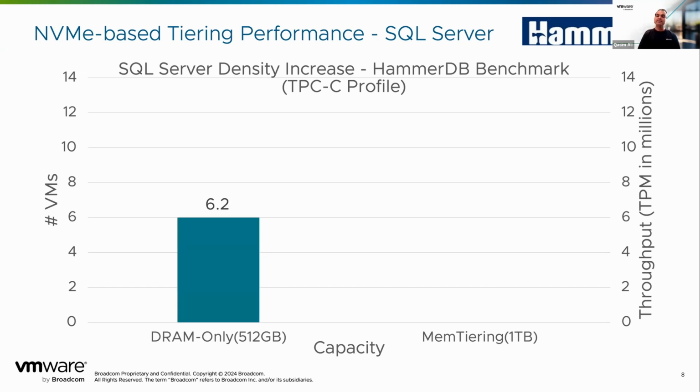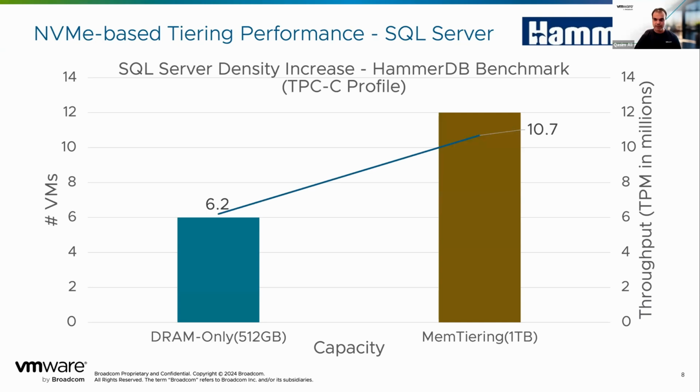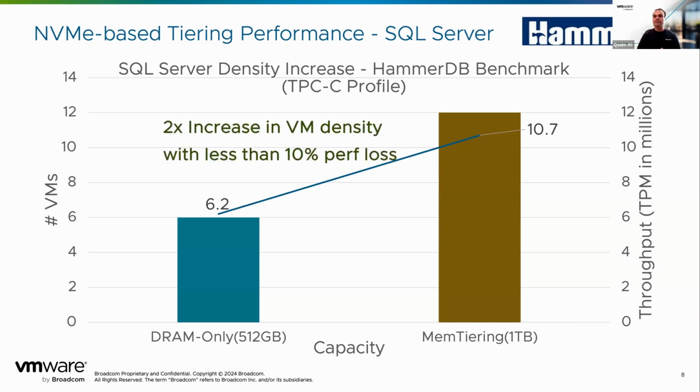So for the baseline case, I see about 6.2 million transactions per minute. And once you enable memory tiering, you are able to almost get a linear scaling, which is 10.7 million. So overall, you see 2x increase in VM density in this case as well, with less than 10% performance loss.